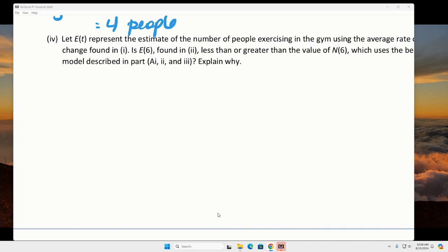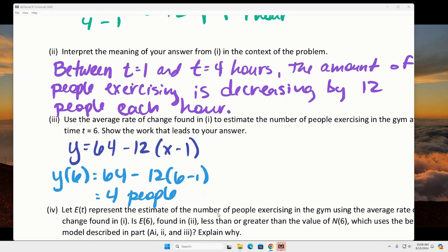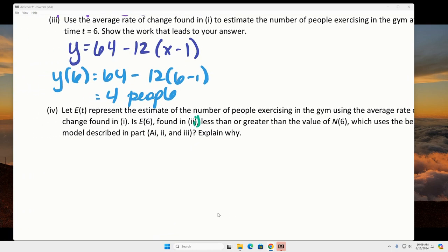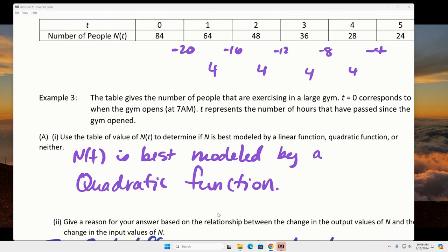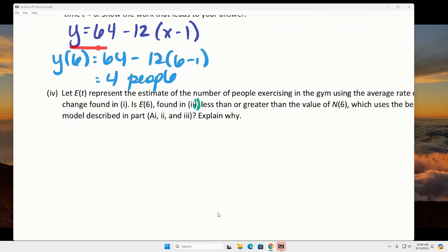So we are going to let E represent the estimate of the number of people exercising in the gym using the average rate of change we just found in 1. So basically using this equation, that's going to now be called E. All right. Is E of 6 found in part 3, oh, there's a little typo right there, less than or greater than the value of N of 6, which is going to use the best model. So N of 6 is going to be that quadratic model from this page, and E of 6 is going to be this line we just found.